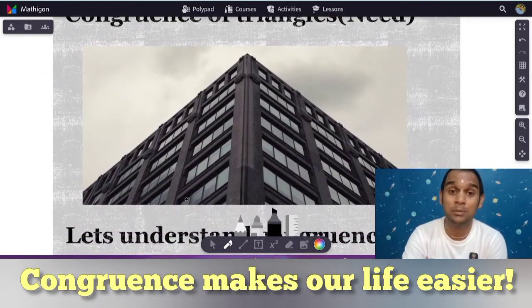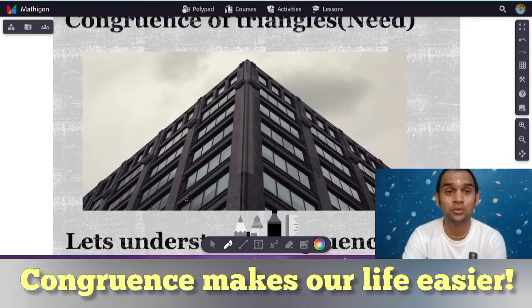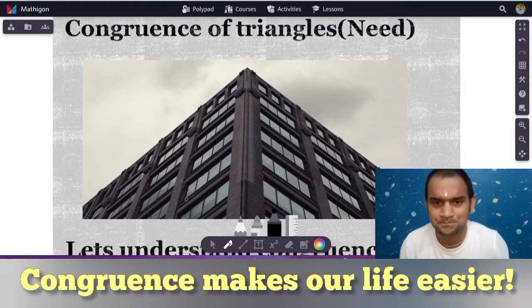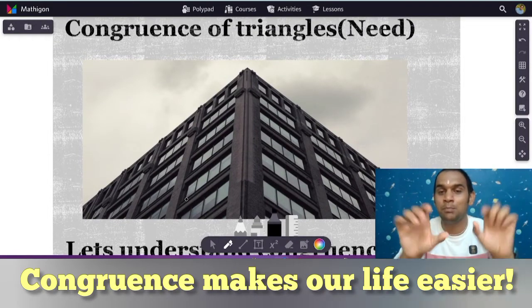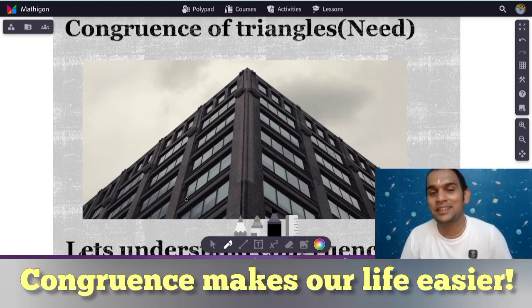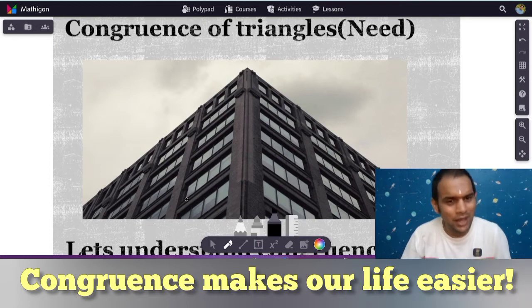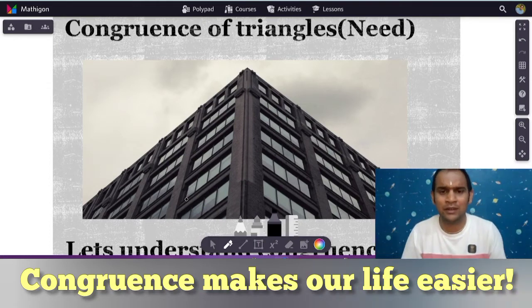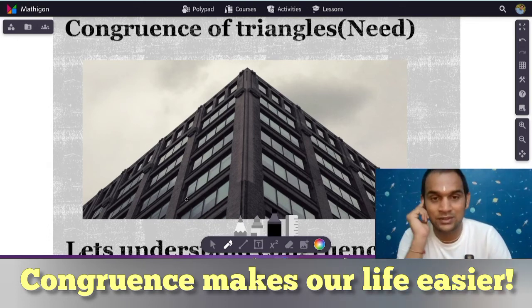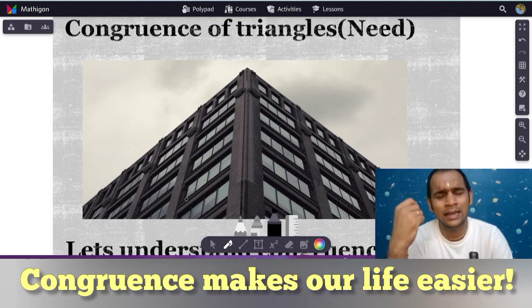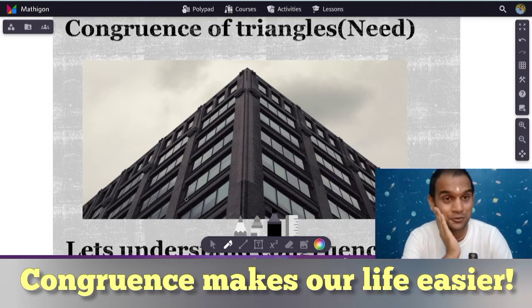Now suppose we have a building. Now suppose whatever building you are living in, it is made up of lot of congruent bricks. If the bricks are not congruent, then the shape of building is all damaged. So as I showed you three different variety of examples where congruence is used. Now these are not the only things where congruence is used. There are many different places where congruence is used.